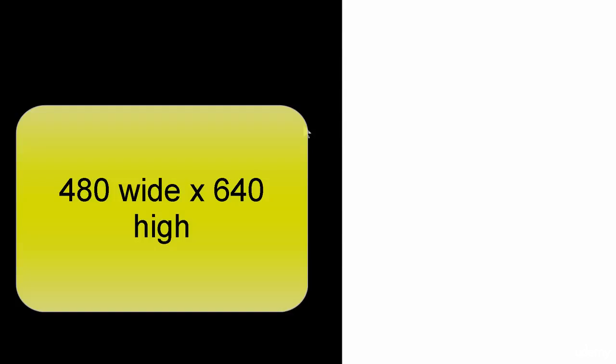For example, this is what a Phaser project looks like when we first start working with it. Simply a blank canvas. And this canvas is 480 by 640. And when I say that, I mean it is 480 pixels wide by 640 pixels high.